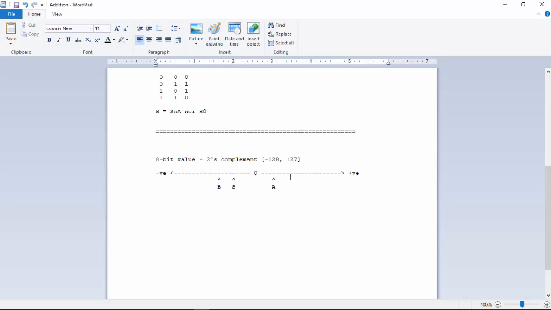Similarly, let's say if A is bigger, then my sum would be somewhere on the positive side, right?